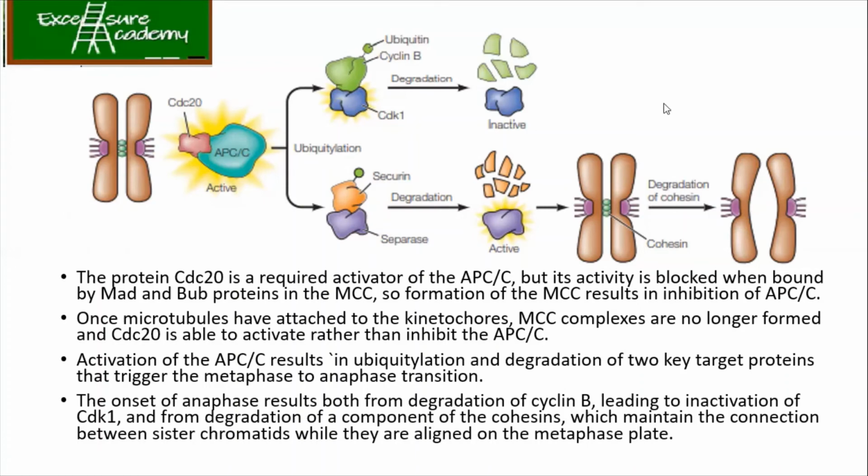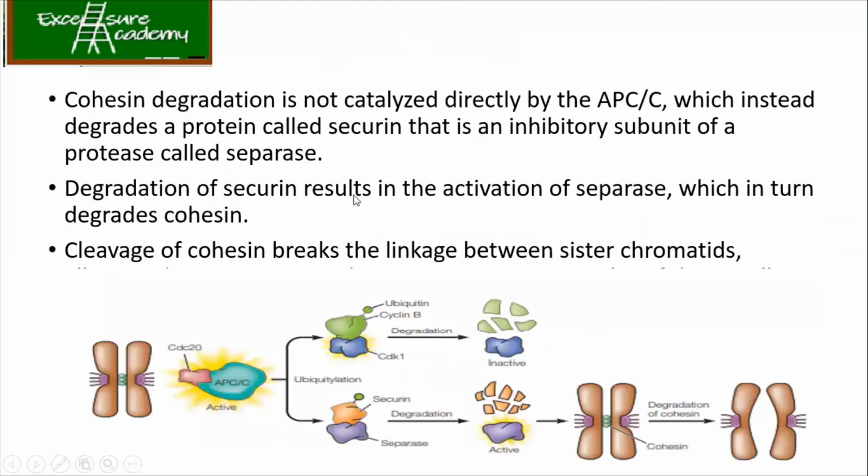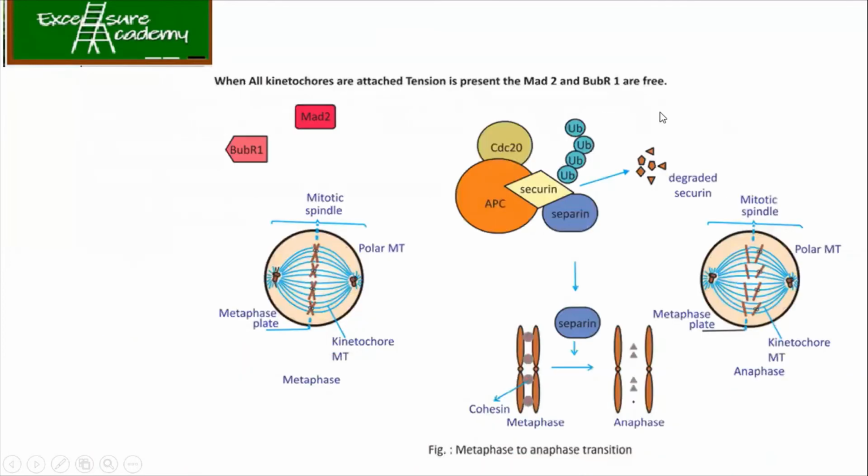Yes, ma'am. Okay. Now, cohesin degradation is not catalyzed directly by APC. Instead, it degrades a protein called securin, and it is the inhibitory subunit of the protease called separase. So, जैसे ही आपका securin degrade होगा, separase activate होगा, which in turn will degrade cohesin. And cleavage of cohesin breaks the linkage between the sister chromatids. Here, what we have seen. Okay. Now, when all kinetochores are attached, tension is present. The MAD2 and BUB1 are free.